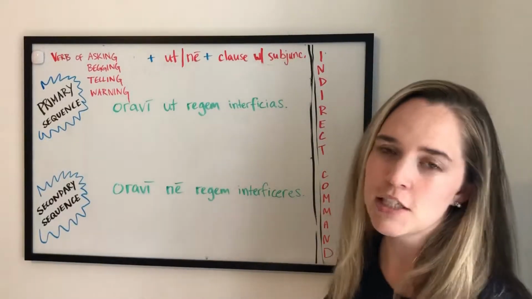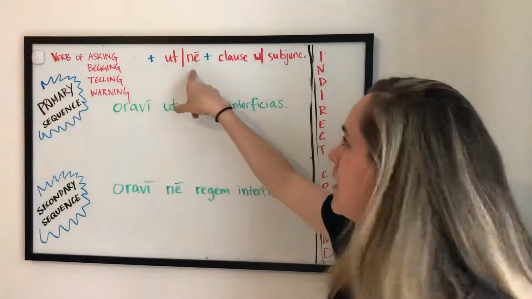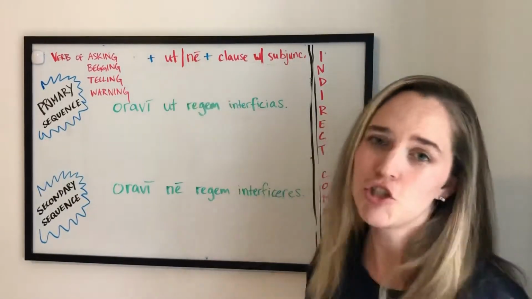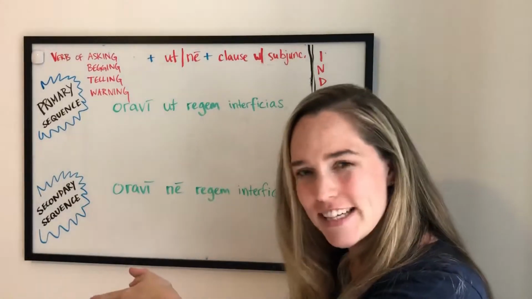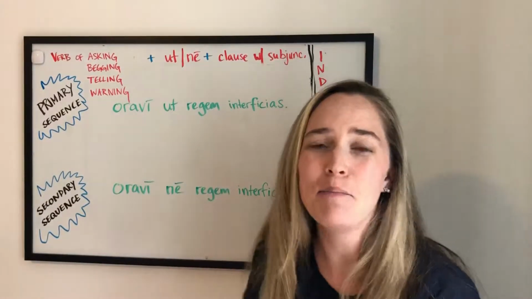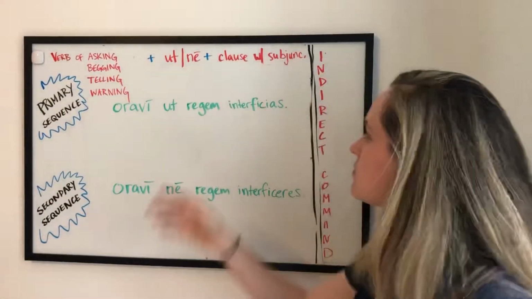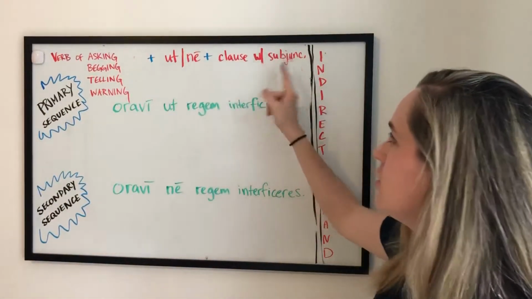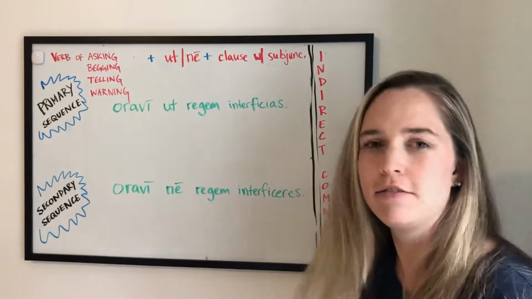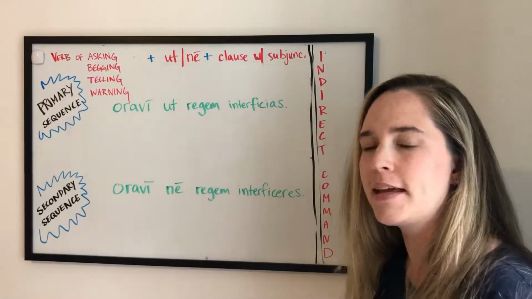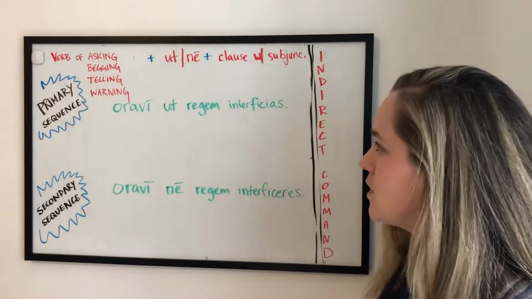This is a bit confusing because for purpose clauses we said ut means in order that, and nay means in order that not. And that's true if ut's in a purpose clause. But if it's an indirect command, ut just means that. I beg that. I beg that not. Ut and nay. And then, just like with a purpose clause, you have a clause in the subjunctive. And like many uses of the subjunctive, this follows the rules for sequence of tenses.